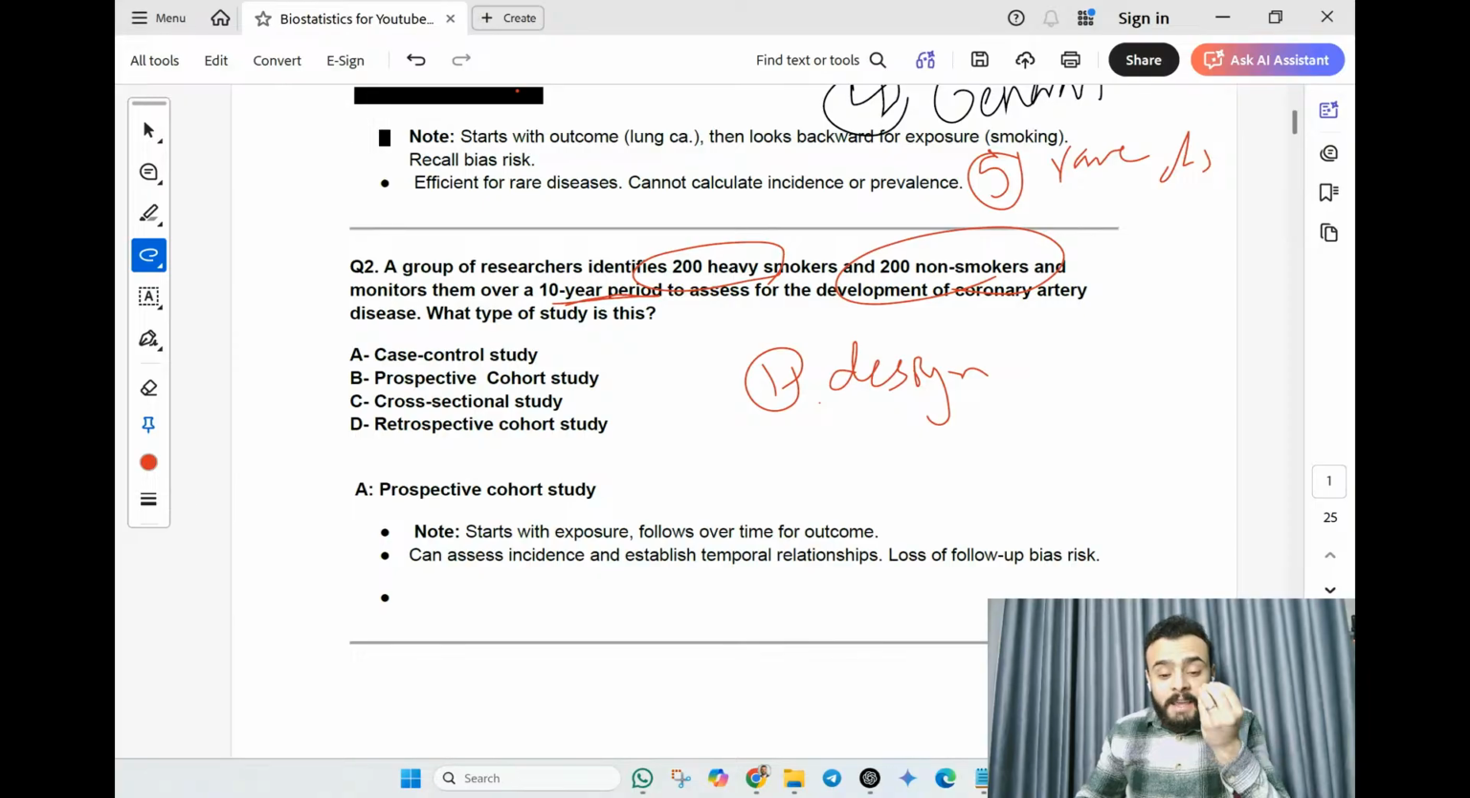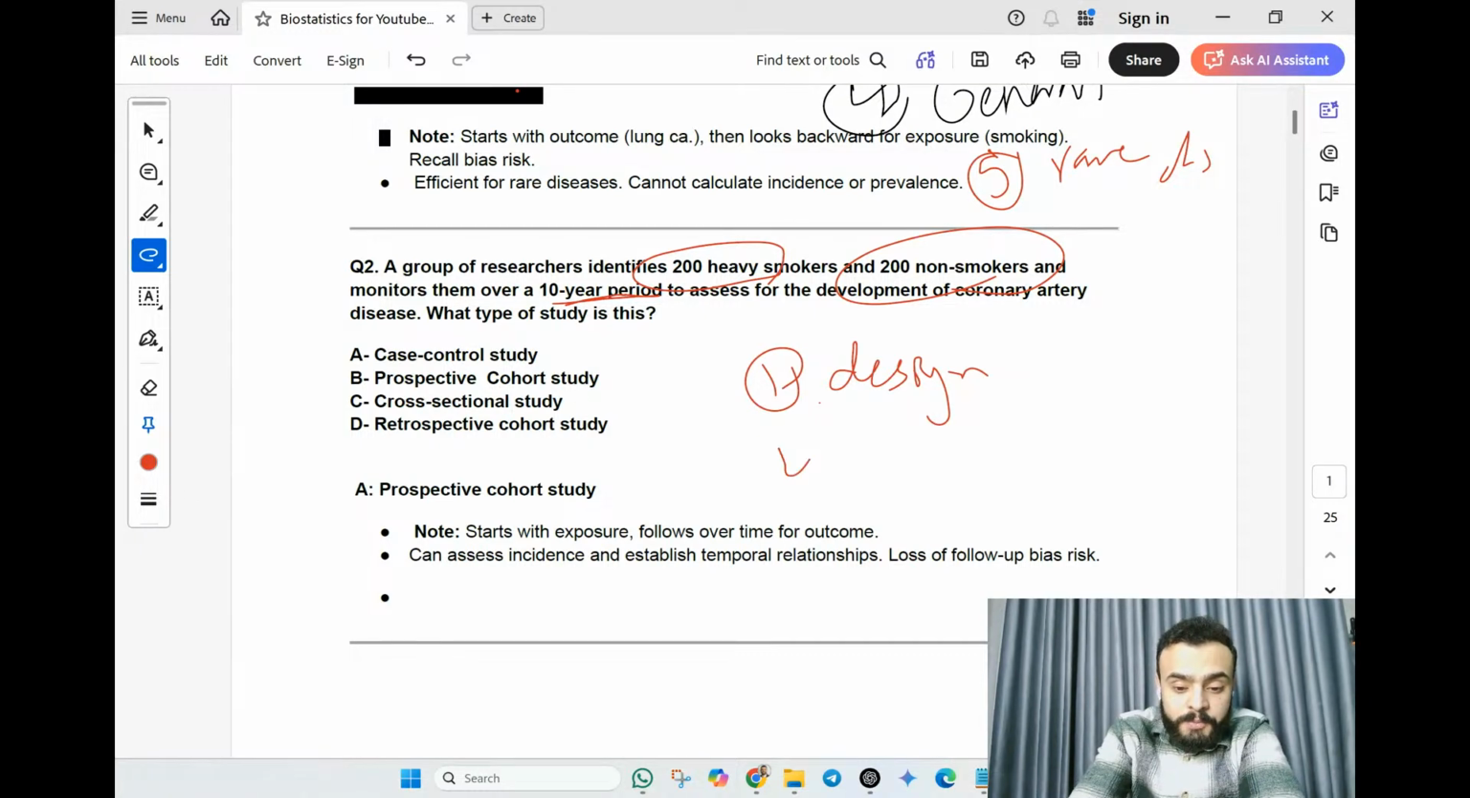The USMLE will either give you a separate question like that, or they give you a drug ad or abstract. And in the methods section, they will describe how they ran the study, okay? And they will ask you what the design is, that is prospective cohort. You start with the risk factor and you collect results in the future, okay?